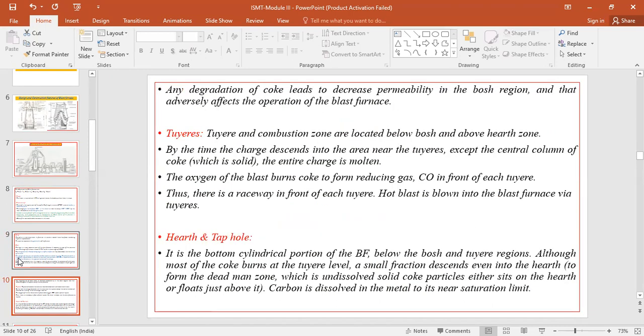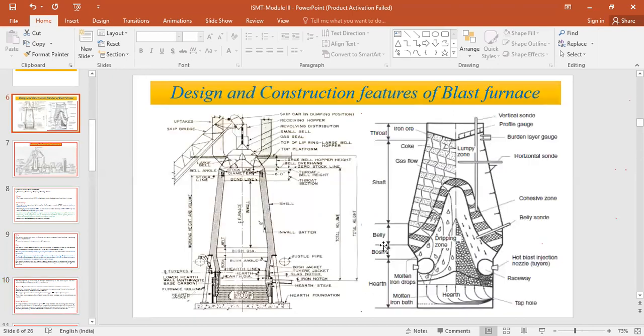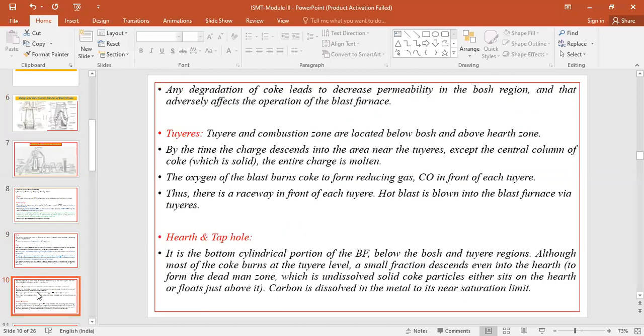And then you have this. Here you can see this is one tier, and here also you can see there is another tier. Like this, around the periphery of the blast furnace, because it's a cylindrical cross section, you have a significant number of tiers arranged, and the number of tiers for any blast furnace depends purely upon its complete dimensions. The tuyeres and combustion zone are located below the wash and above the hearth zone.